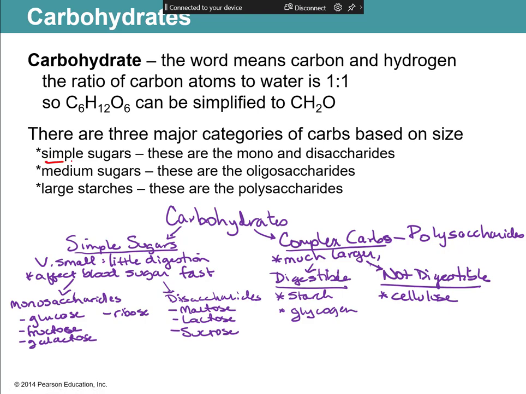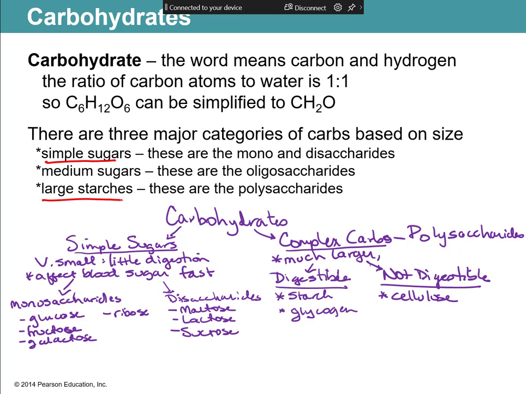Now we are really going to focus on the simple sugars and the very large starches, or polysaccharides. We will mention the medium ones, but these are not really part of your diet. They are not nearly as common as the other 2. So if we take carbohydrates, we can split them into 2 categories.